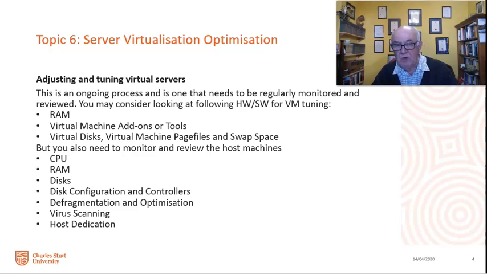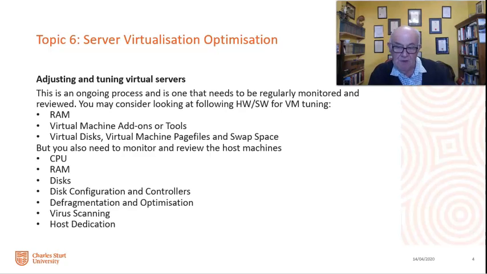And so if you're looking at the VMs, you'll be looking probably particularly at RAM, at the virtual machine add-ons or tools that are available to give you some indications about what's happening in there and how it's using resources, efficiently or otherwise. But you'll also be looking at the virtual disks, the virtual machine page files, and the swap space. And so you might be able to monitor those and see how they're performing in order for you to get better performance out of that particular VM. But it's not just the VM you need to monitor. You also need to monitor the host machines.